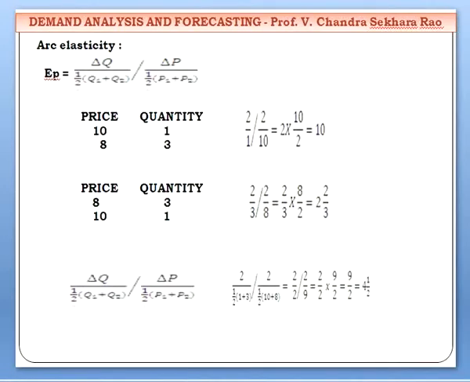Now arc elasticity. Point elasticity gives misleading results because when price declines, you get one value, and when price increases, you get another value. So to even this out, we use the average of price and average of quantities, that is arc elasticity. In the arc elasticity formula, the average quantities and average prices are taken in the denominator. Using this, you can see that the value of the coefficient is 4.5, that is the midpoint value.